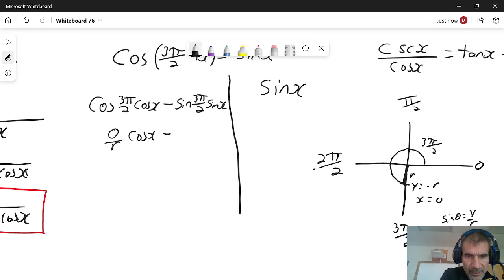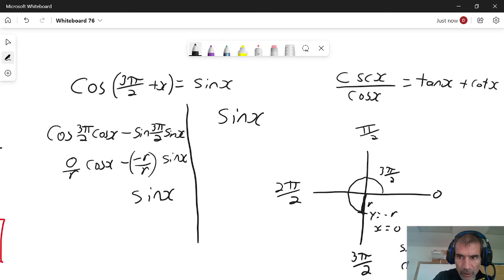So I have 0 cosine x minus the sine of 3 pi over 2. And the sine of 3 pi over 2 is minus r over r. So minus r over r, where r is any positive number here, times the sine of x. Well, if you look here, minus r over r is negative 1, times negative 1 is positive. So all of that is equal to sine x.